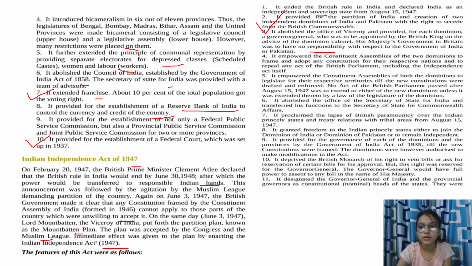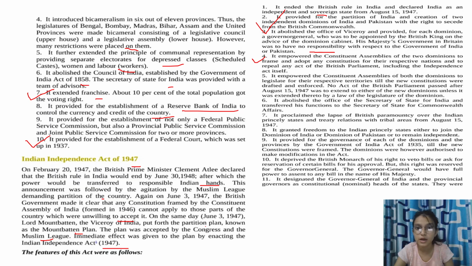It empowered the constituent assemblies of the two dominions to frame and adopt any constitution for the respective nations and to repeal any act of the British Parliament, including the Independence Act itself. It empowered the constituent assemblies of both the dominions to legislate for the respective territories till a new constitution was drafted and enforced. No act of the British Parliament passed after August 15 was to extend to either of the new dominions unless it was extended thereto by a law of the legislature of the dominion. So this is basically a particular list. They are giving their power to Indians to have their constitution on their own and to regulate their provinces on their own.